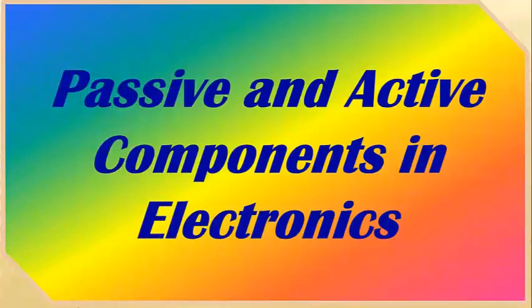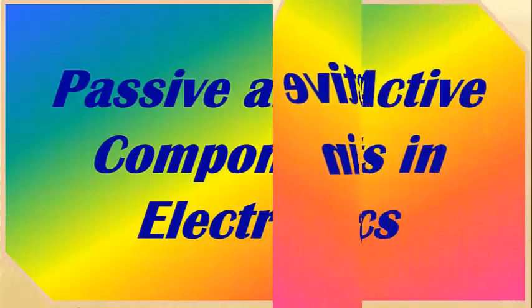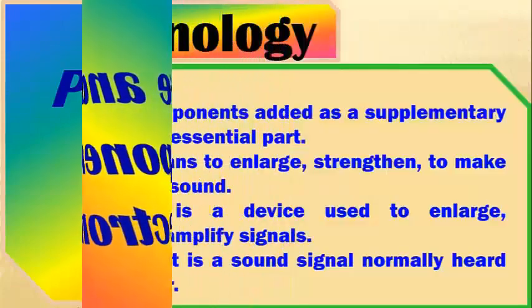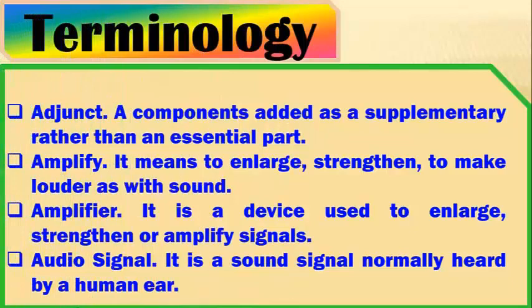Passive and active components in electronics. Adjunct: a component added as a supplementary rather than an essential part. Amplify: to enlarge, strengthen, or make louder, as with sound. Amplifier: a device used to enlarge, strengthen, or amplify signals.